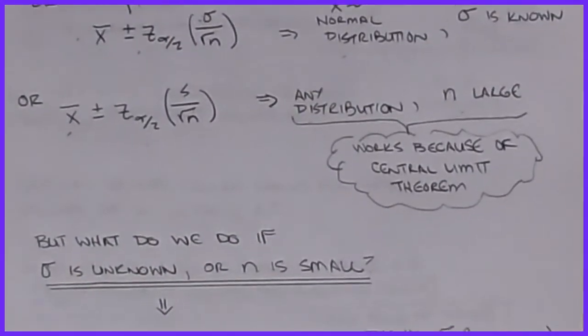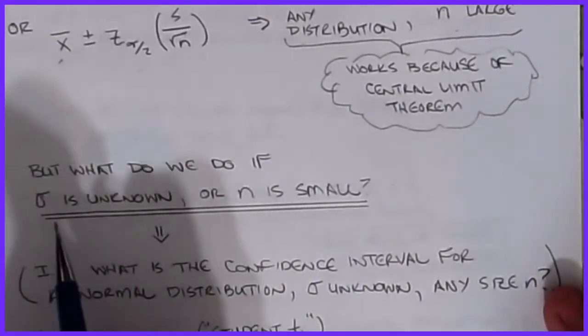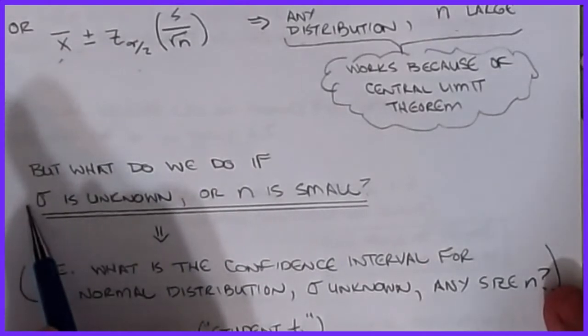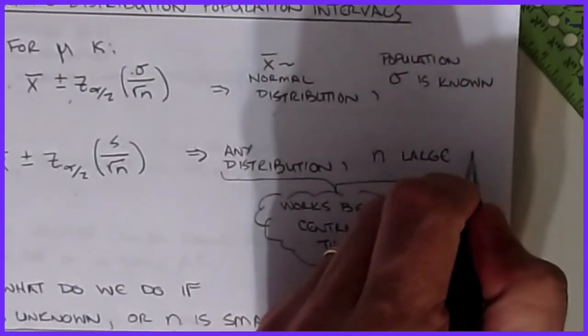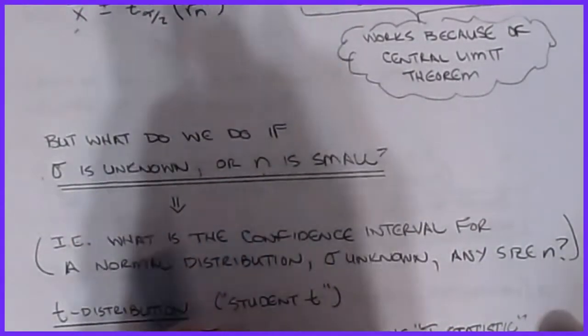Okay, but the problem becomes, what if neither one of these cases is right? What if I wanted to know the scenario where sigma, the population standard deviation, is unknown, or n is very, very small? Because remember, for n to be large, we were saying that n was greater than or equal to 30. It's kind of the rule of thumb. But now, what happens if neither one of those cases is true?